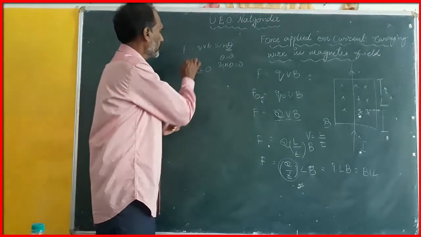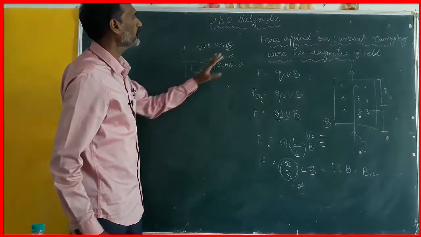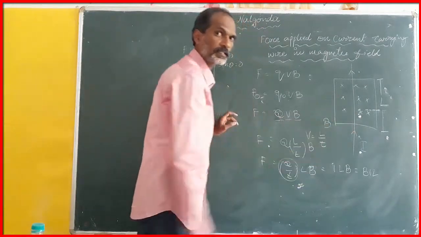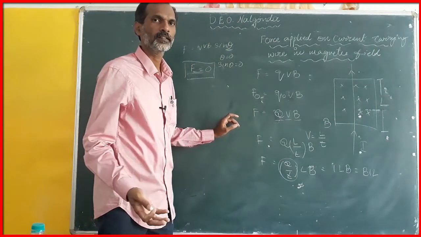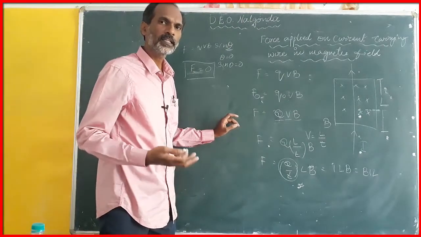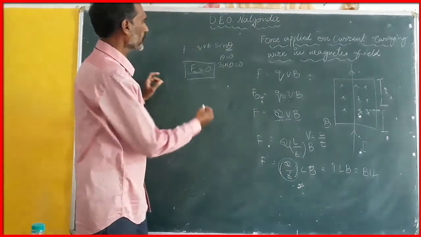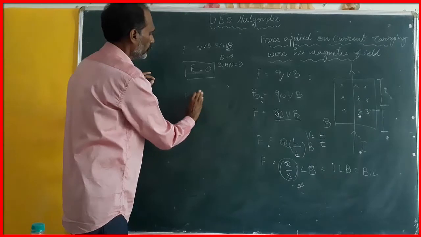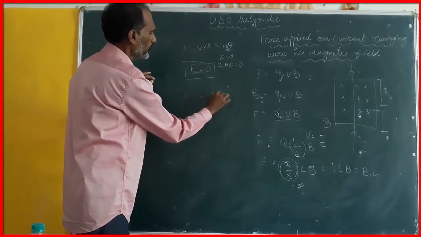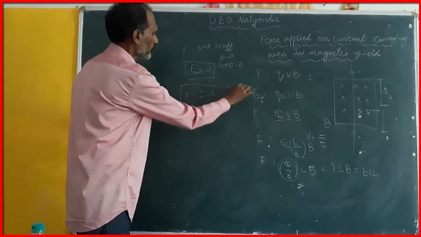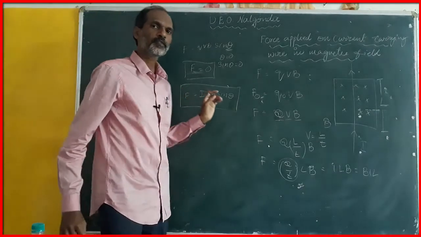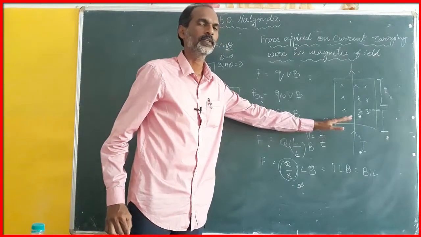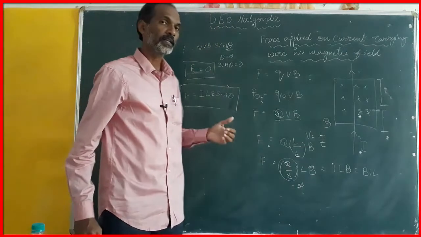Next, observe this figure: the magnetic field and the current carrying conductor are perpendicular to each other, or otherwise they are making some angle with each other. In that condition, we can use the formula F equals I L B sin theta. By using this formula, we can find the net force applied on the current carrying conductor when it is placed in the magnetic field.